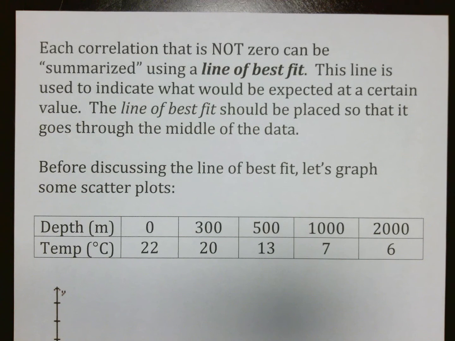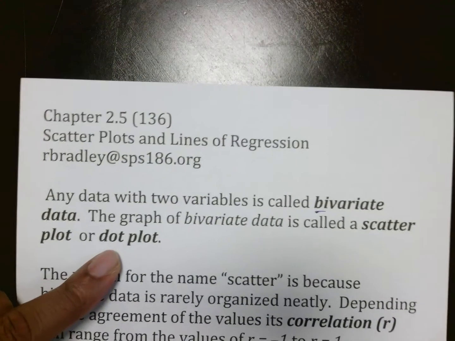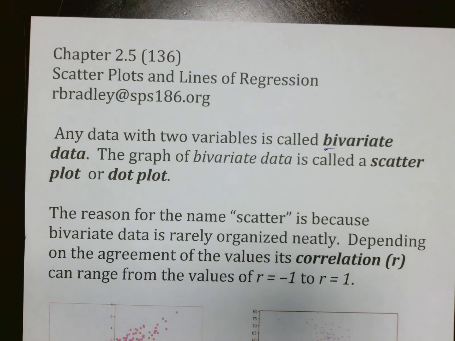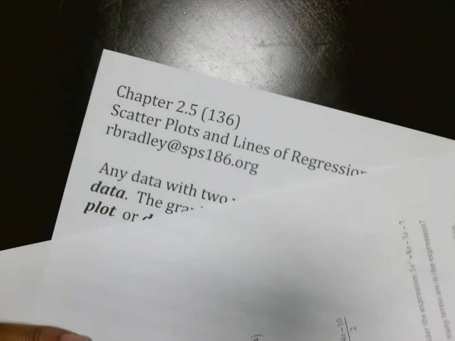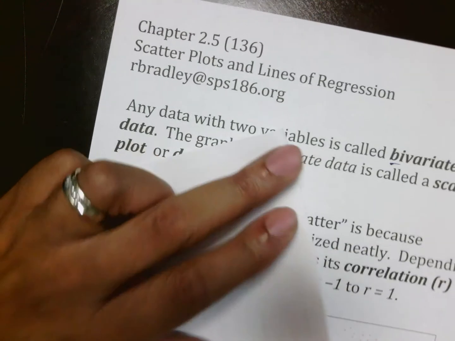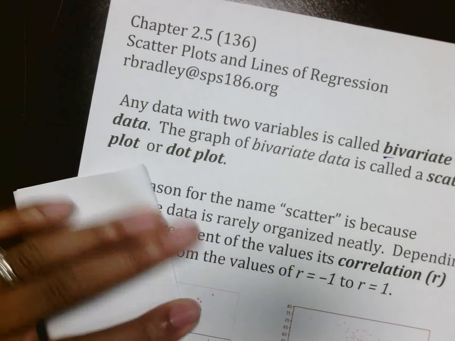Each correlation that is not 0 can be summarized using a line of best fit. This line indicates what's to be expected at a certain value. Let me get this back here and show you what a line of best fit looks like. First off, let me go ahead and take some paper and make a straight edge. So if you're ever doing work on your math and you need a straight edge and you have a piece of paper, you simply just need to fold your paper 2 times. So 1 here, 2 there usually does it, 3 to be really sufficient.